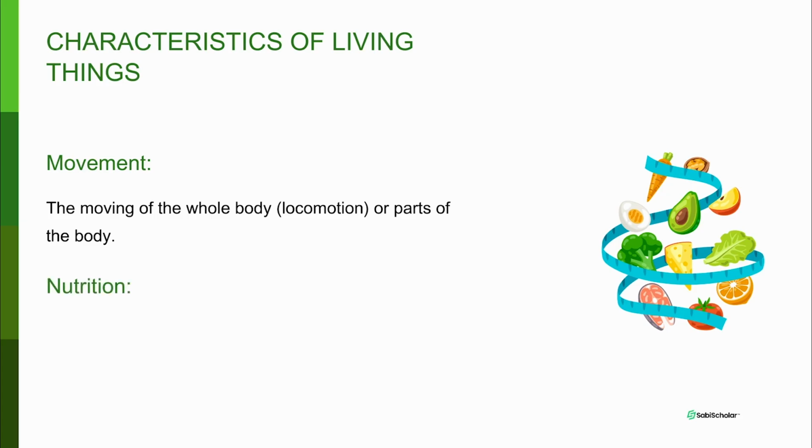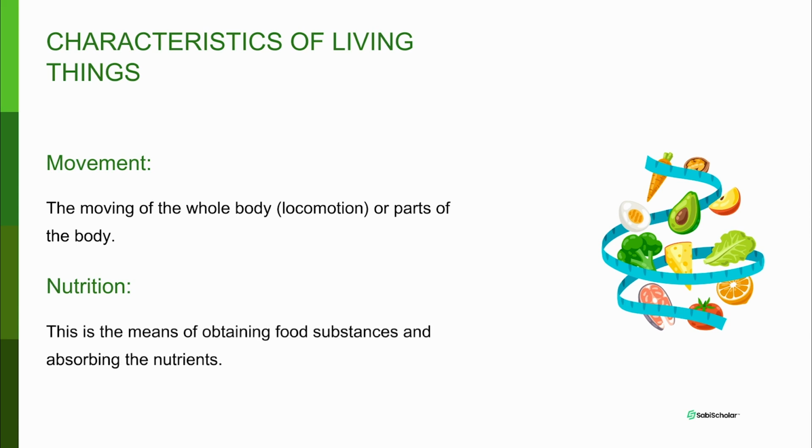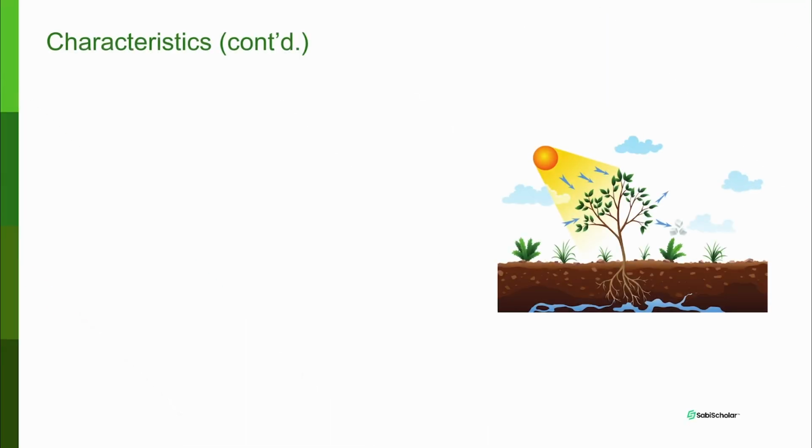Now, the second characteristic is nutrition. All living things need food to survive and carry out their life processes. In order to do this, they obtain food in a process known as nutrition. And we have types of nutrition. We have the autotrophic nutrition, which is for green plants that are able to produce their own food, while we also have heterotrophic nutrition. This is a kind of nutrition exhibited by animals that depend directly or indirectly on plants for their food.